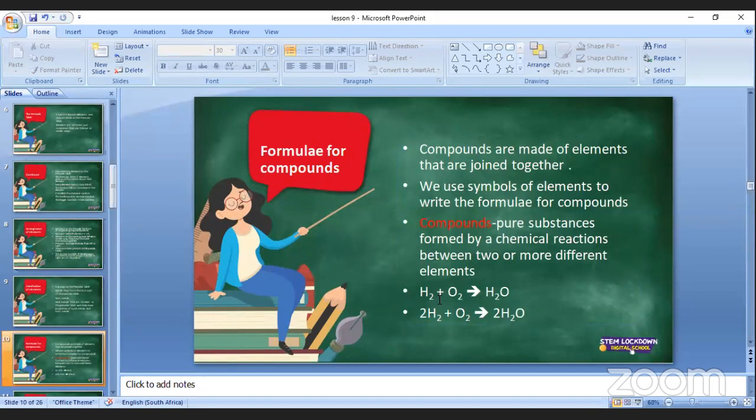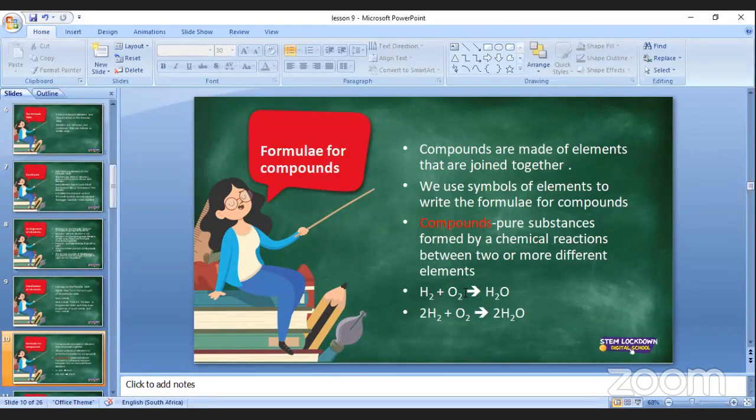One will ask, why do we have these 2 here? Why do we have it there? It is because that is a diatomic element. We call this 2 a subscript. A subscript is this 2 here for the diatomic molecules.